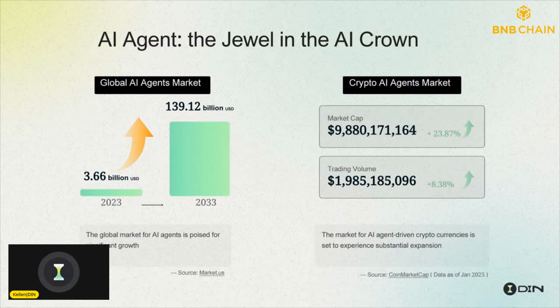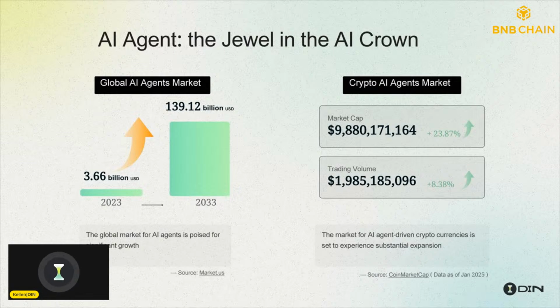And the market for AI agent-driven cryptocurrencies is also booming. Right now, it's already at around 10 billion, and the trading volume alone is pushing around 2 billion, and they both have a very high growth rate. These numbers tell us one thing, like AI agents aren't just a trend, they are the future of decentralized intelligence. And Ding is here to build the infrastructure to support that future.